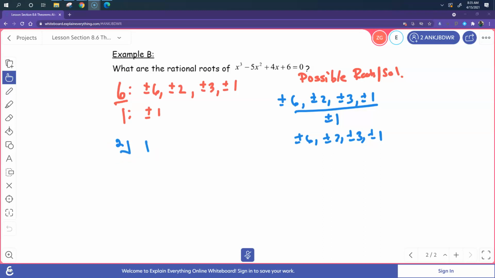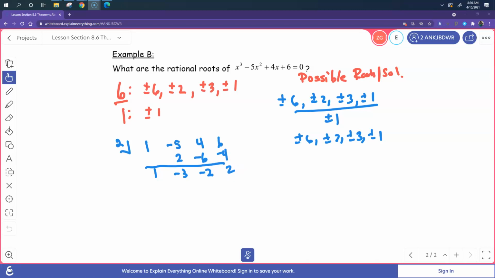I have 2, and then 1, negative 5, 4, 6. And so I'm just guessing it's 2. 1, 2 times 1 is 2. Negative 5 plus 2 is negative 3. 2 times negative 3 is negative 6. 4 plus negative 6 is negative 2. 2 times negative 2 is negative 4. And that gives you a 2. So that's not going to be it.